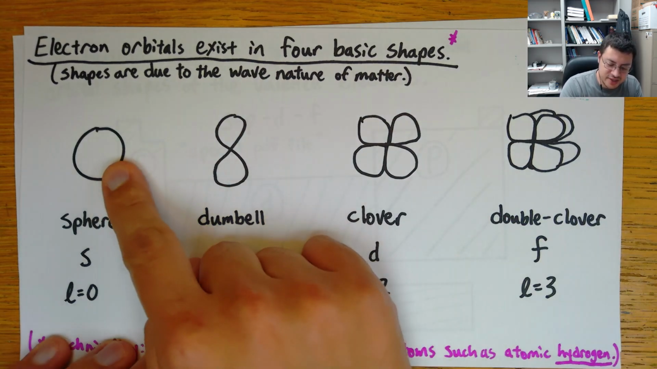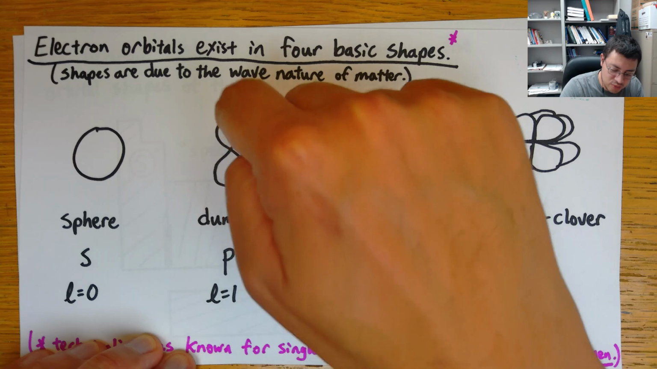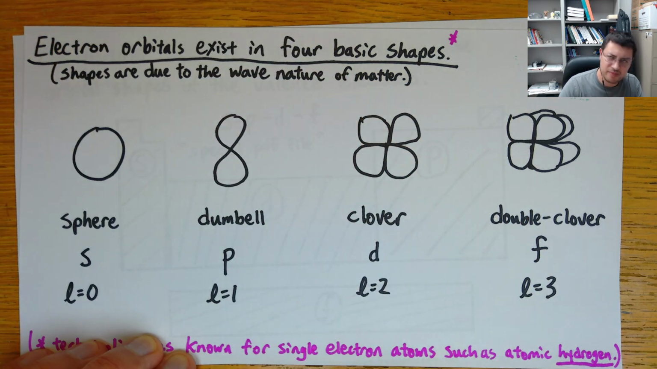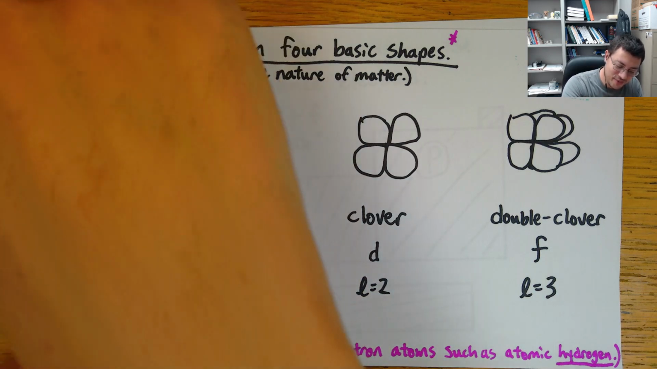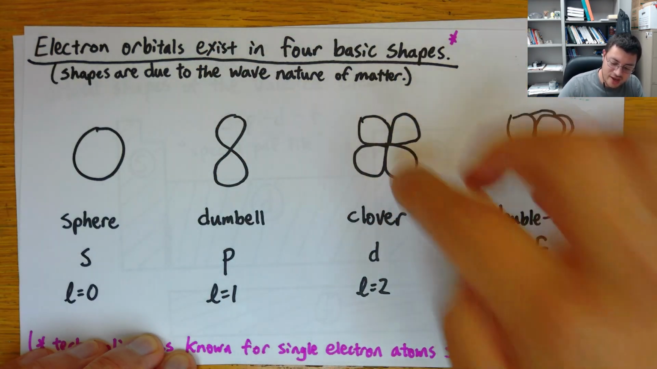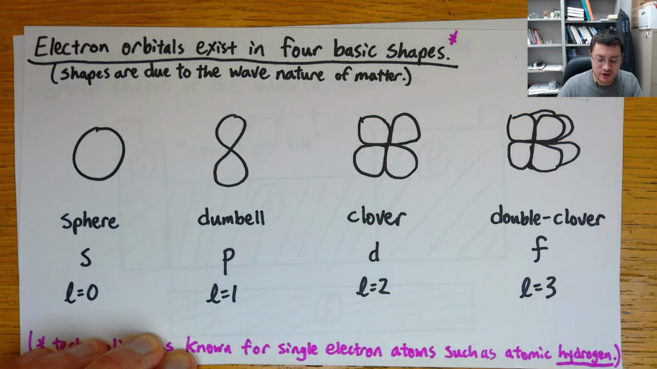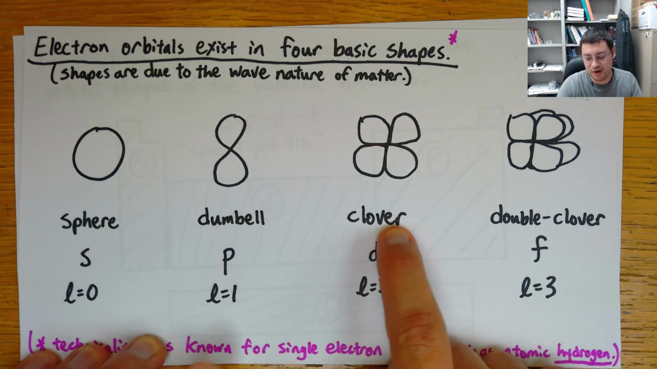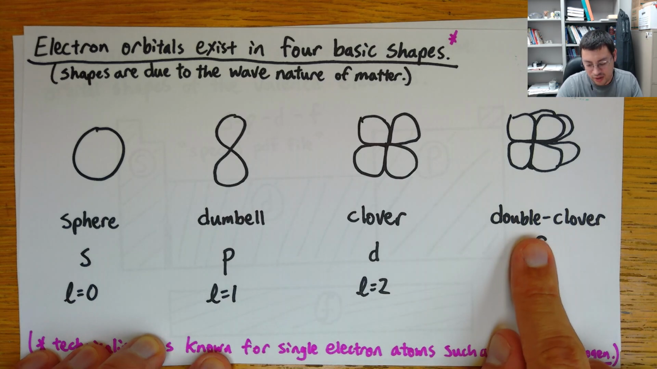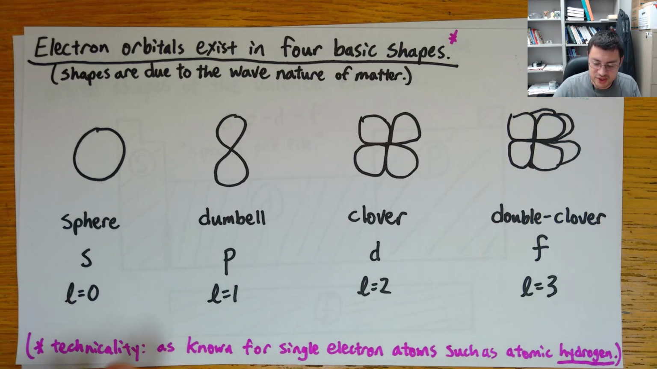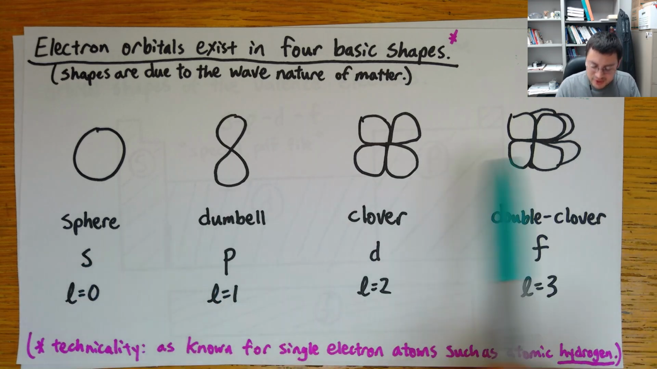And you can just kind of see, in terms of the number of lobes, we go from one region of space to two regions, and then we go to four, and then we go to eight. That one's hard to draw, the double clover, or you can say a double dumbbell, where we have eight possible regions. And these shapes are really interesting.